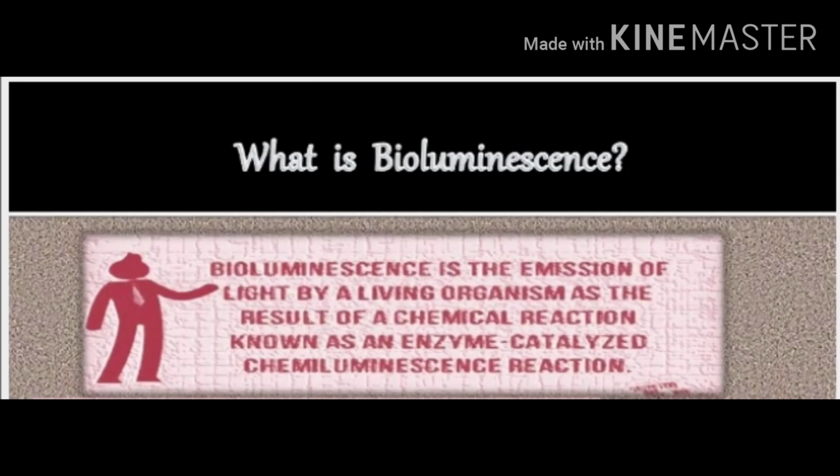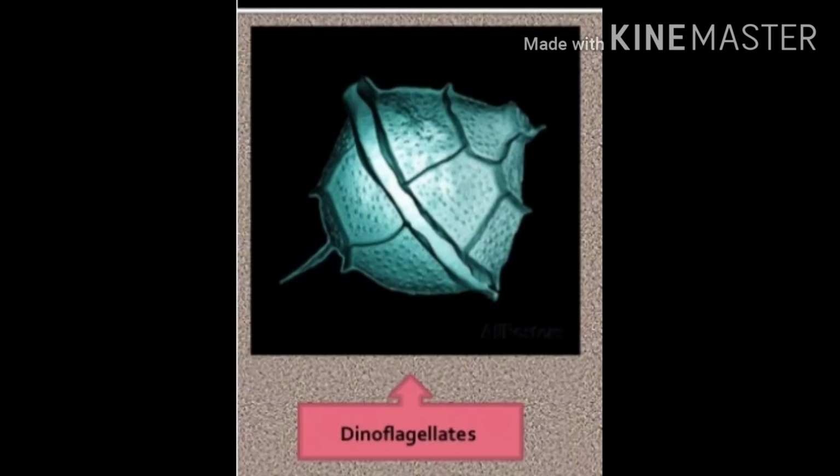What do you mean by bioluminescence? Bioluminescence is the phenomenon of emission of light by a living organism as a result of enzyme catalyzed biochemical reaction in them. And that reaction is said to be what? Chemiluminescence reaction. In this slide I am showing the picture of a dinoflagellate, namely Noctiluca. These dinoflagellates are mainly noted for their capacity to produce bioluminescence.